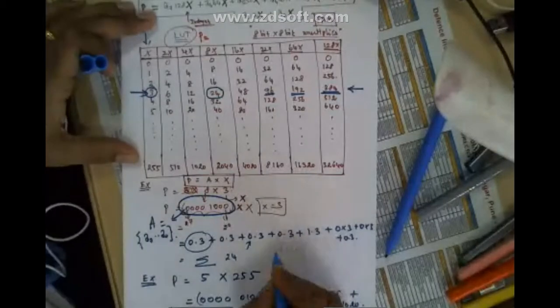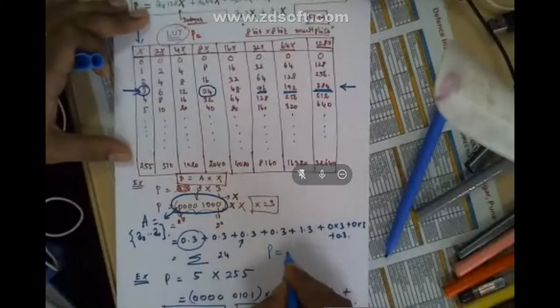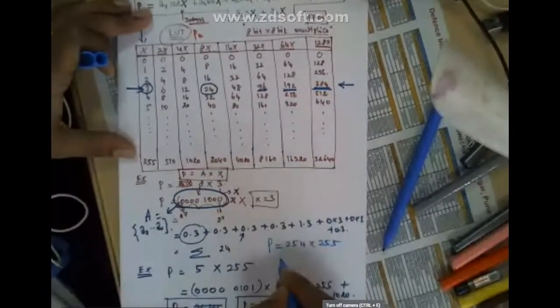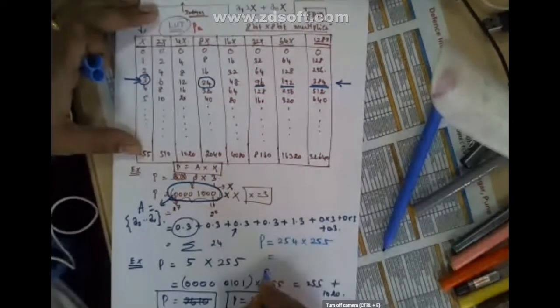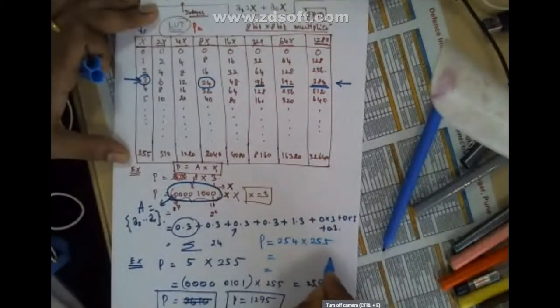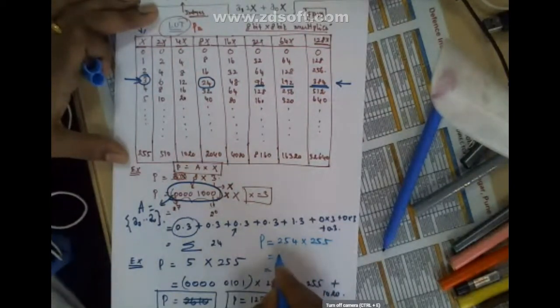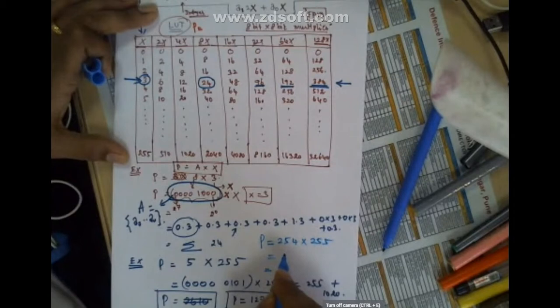One more example I will give you. You add and tell me the result. P equals 254 into 255. Tell me the result. Tell me first the array values, then tell me the final result. All of you practice.